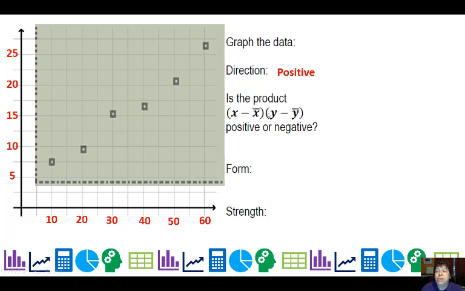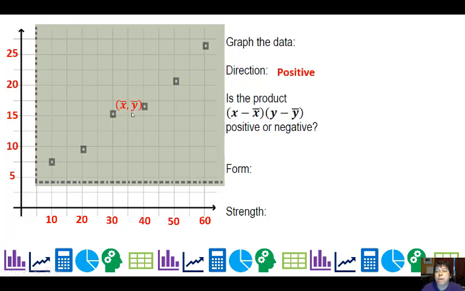All right, the question I have for you is the product of these two, what we had from our correlation formula, positive or negative? Well, if you look at the table you just recorded, were all those values positive or negative? Now, they can vary. Some can be positive and some can be negative in the same set of data. But in our case, they were all positive.